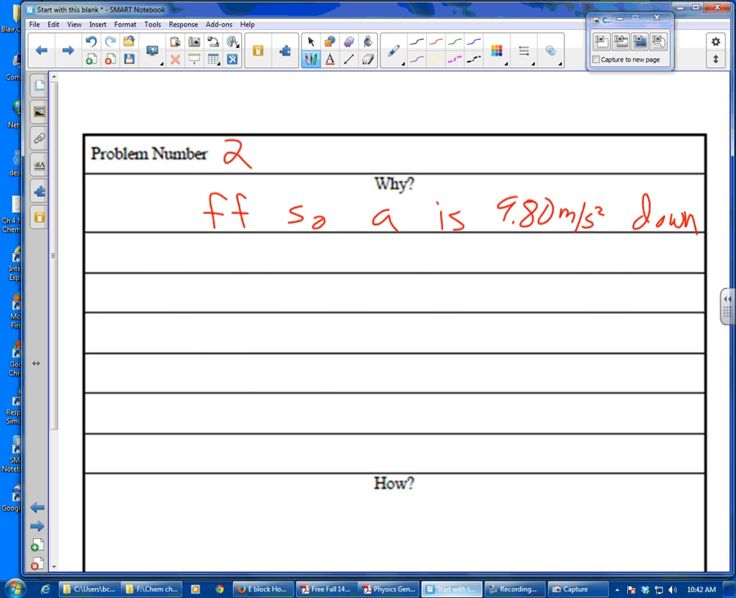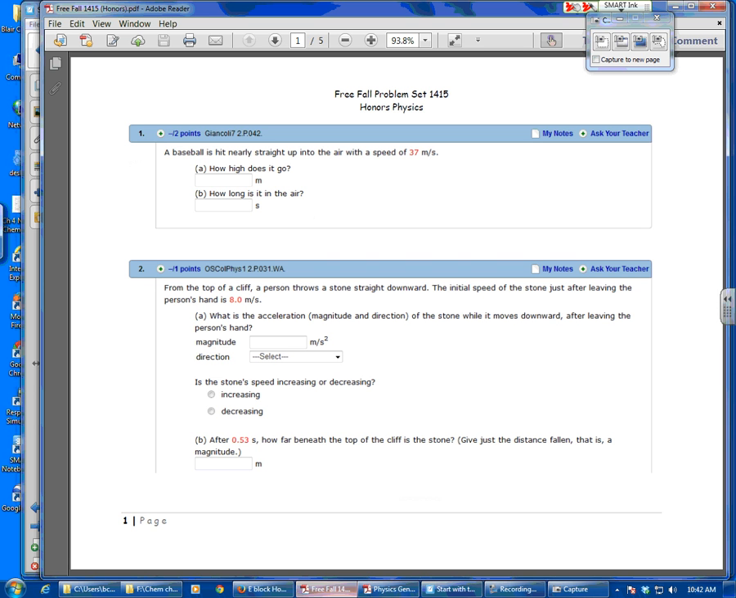Wait a minute. Even though it was thrown downwards, it still has a downwards acceleration? You sure? Yeah. No matter what. No matter if it's a car, a person, a ball, a feather, anything, it's accelerating downwards.